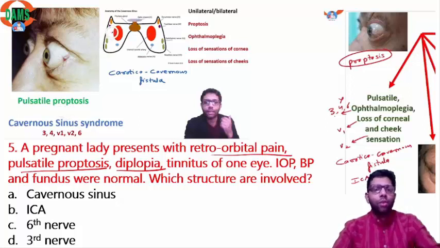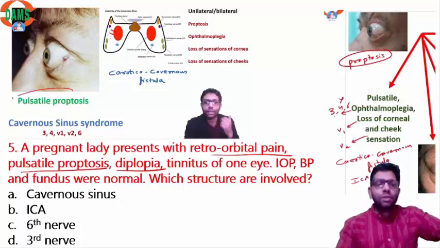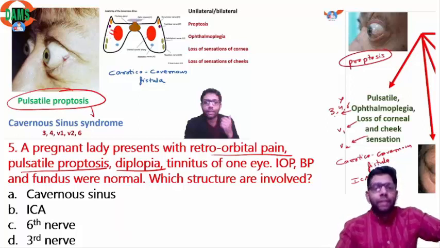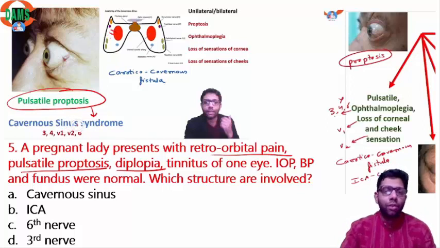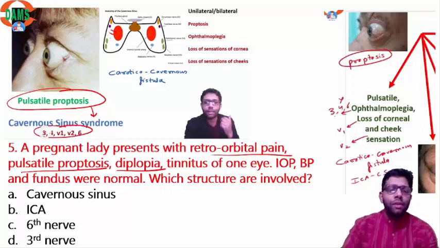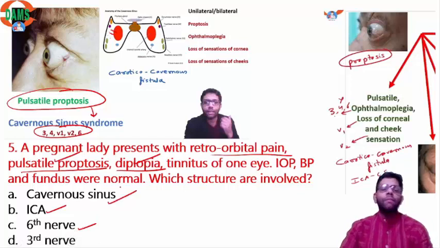Just behind the orbit there is a sinus, that is the cavernous sinus. There is an artery going through it, the ICA. If there is a fistula between the ICA and the cavernous sinus, that is a carotico-cavernous fistula, that is causing pulsatile proptosis leading to cavernous sinus syndrome. I always say please remember the multiple cranial nerves involved in SOF syndrome, orbital apex syndrome, cavernous sinus syndrome. So nerves involved are 3, 4, V1, V2, 6. 3, 4, 6 will cause ophthalmoplegia and diplopia, pulsatile proptosis because of ICA involvement, and of course the cavernous sinus is already involved.